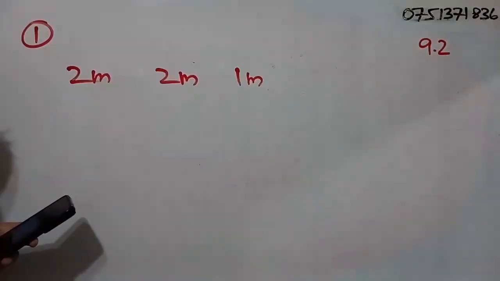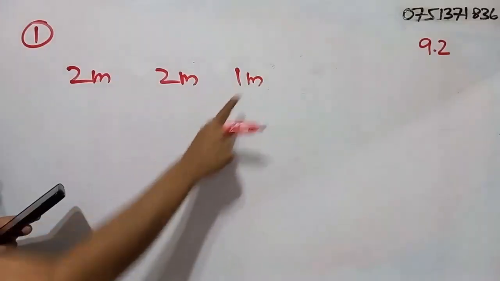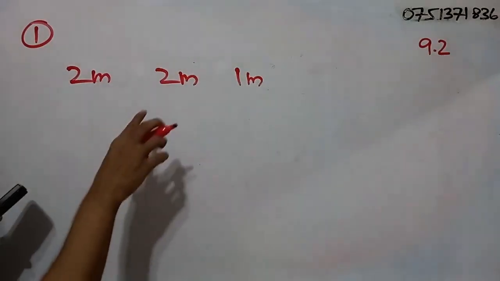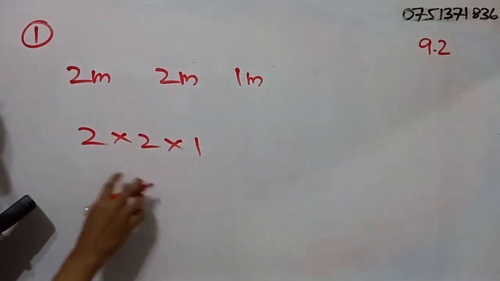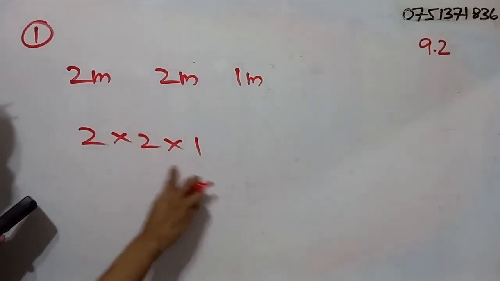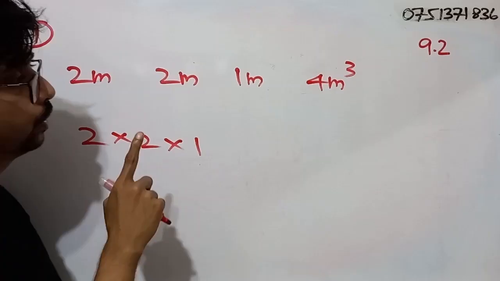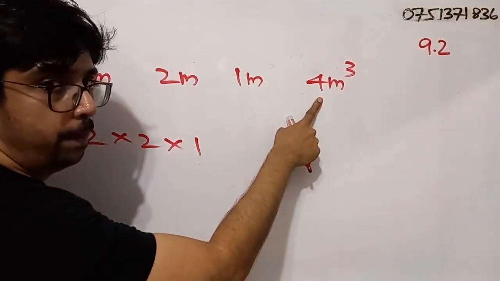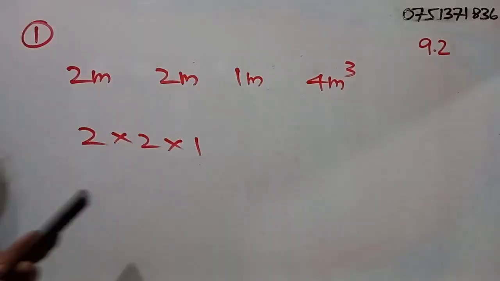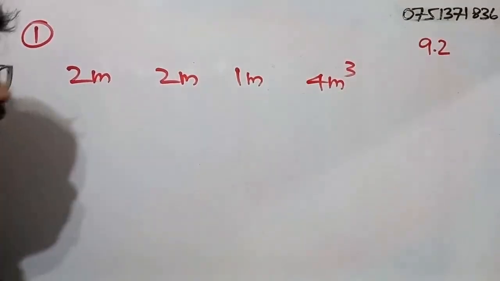Exercise 9.2. Complete the table. So first row, all the measurements are given to us in meters. So what will be the volume? 2 into 2 into 1. So 2 into 2, that is 4. 4 into 1, that is 4. So that means the volume is 4 cubic meters. Right? We have to convert this amount into what?